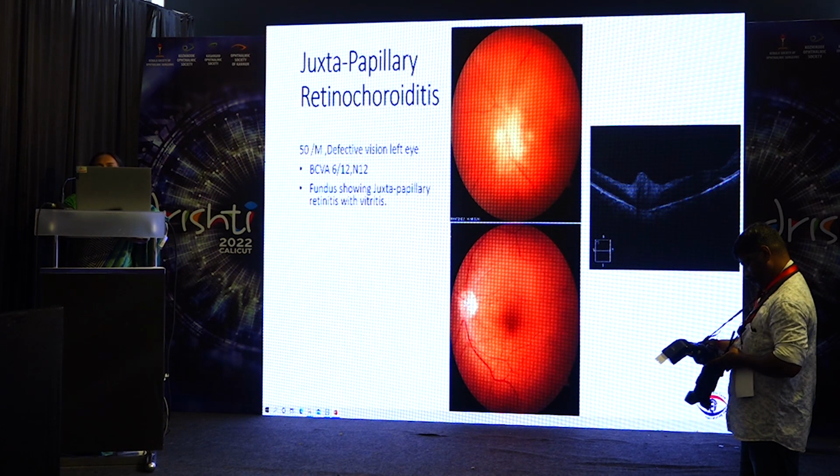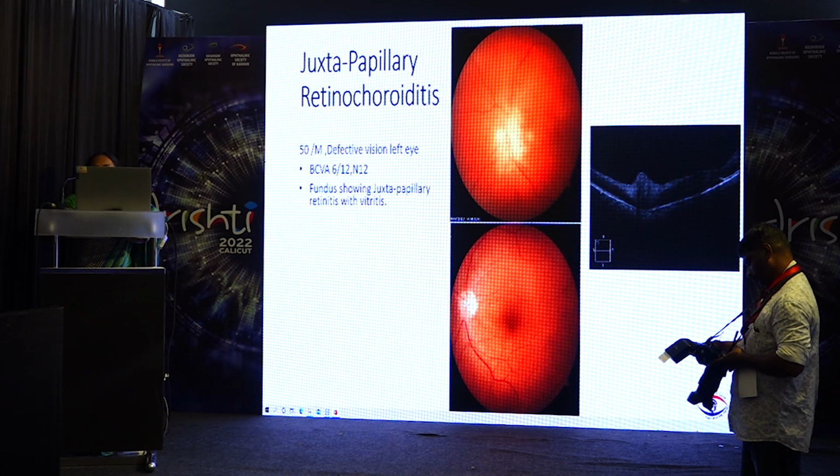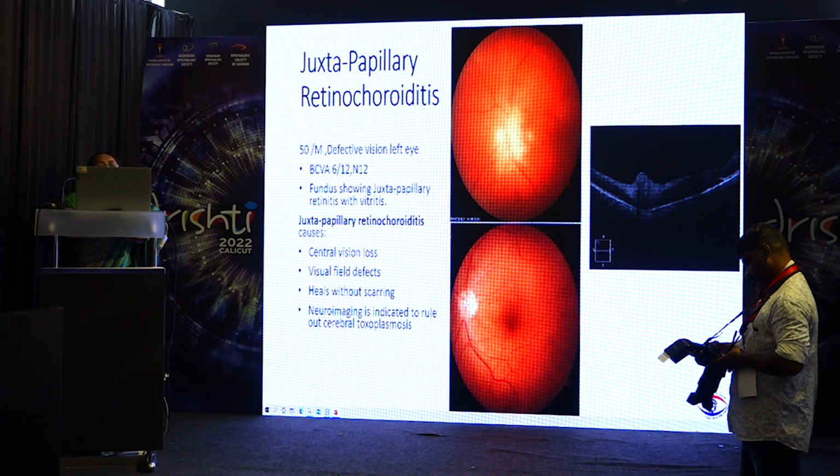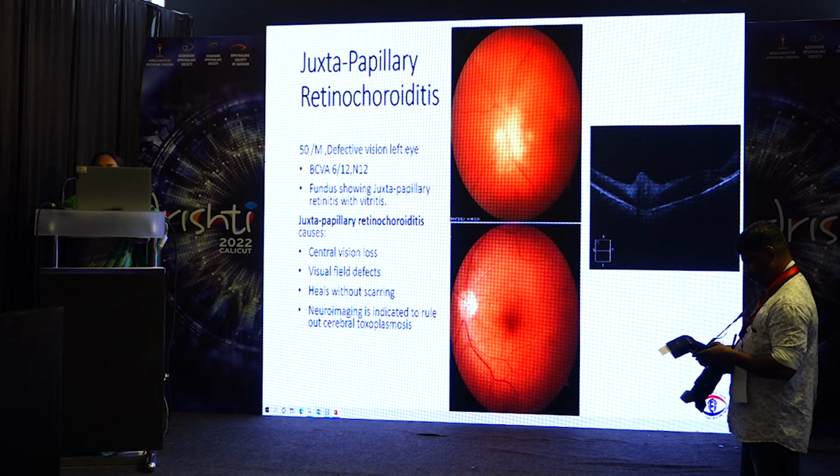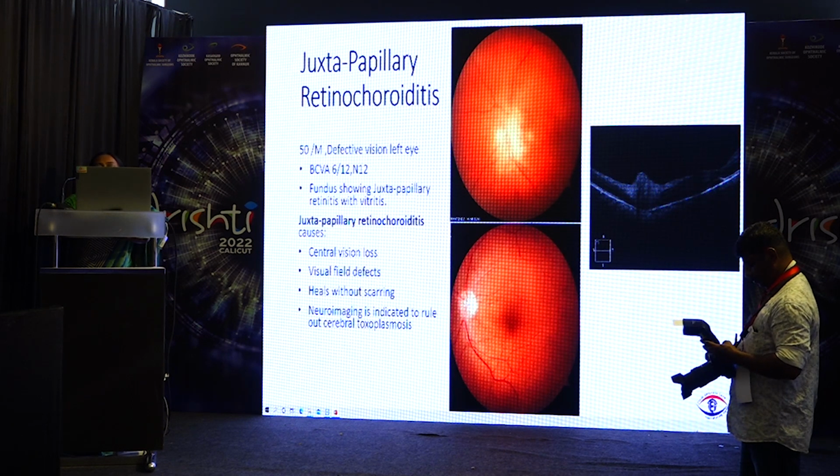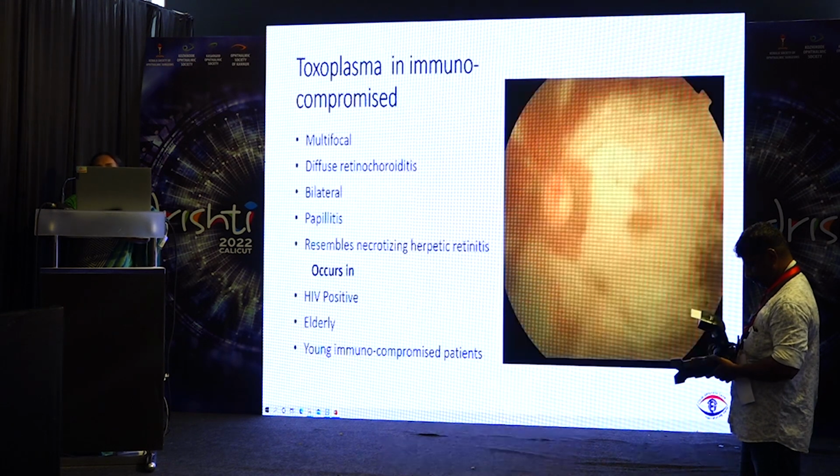There was a small glial tissue on the disc extending onto the retina. His vision came back to 6/6. So juxtapapillary retinochoroiditis causes central visual loss. It can cause visual field defects. It can heal without scarring and neuroimaging is indicated to rule out intracranial spread.